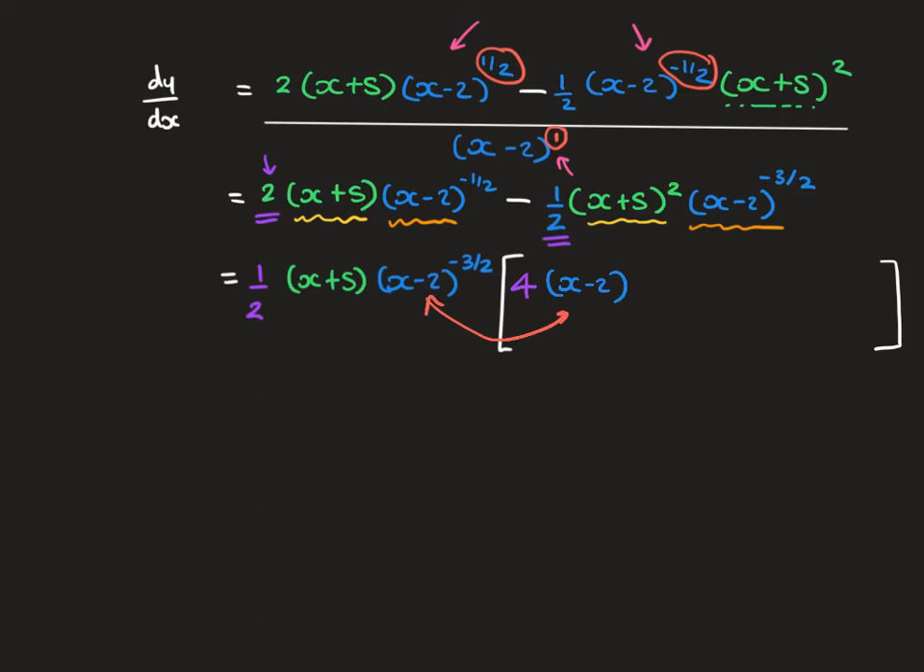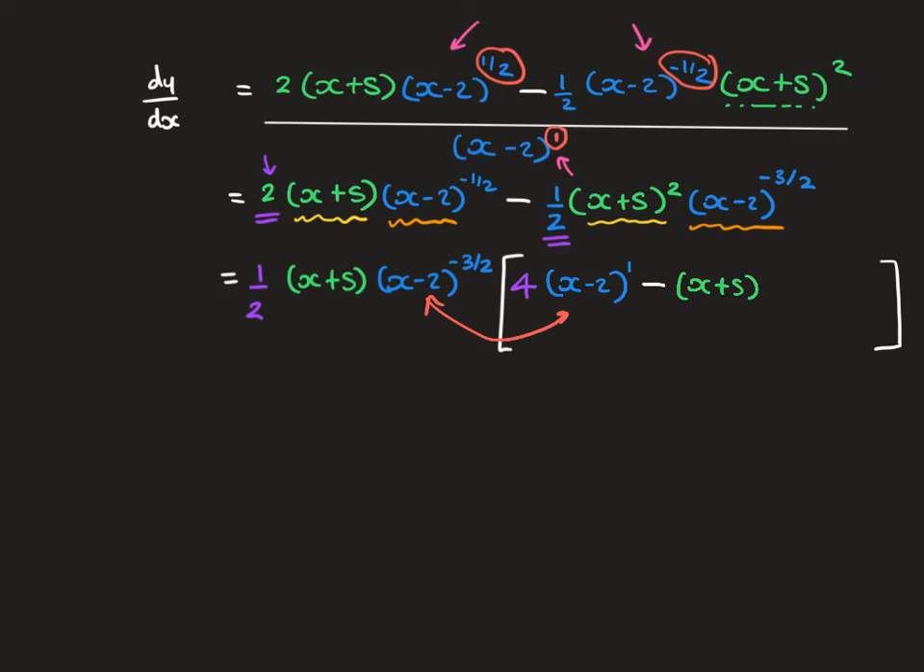So this has to have a power of 1, because 1 add negative 3 over 2 gives me negative a half. I then want a subtraction, and I don't need anything numerical there because I already have the half outside, but I do need an x plus 5, so I'll get x plus 5 all squared, and then I don't need anything else because I've already got my x minus 2 to the negative 3 over 2.